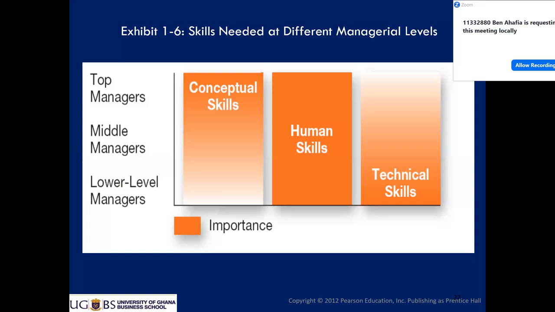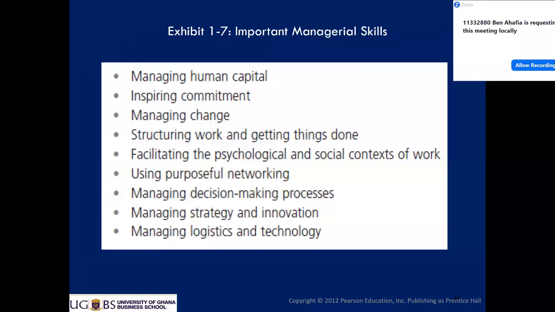At the top level, more of conceptual skills are required. Conceptual skills are more important at the top level because that is where the difficult decisions are taken. So at that level, we require managers who can look at the difficult situation and come up with solutions, the complex nature of the issue, and be able to think through and come up with what? Decisions. Okay, so at different levels of management, there are different skills that are required more, okay, of the managers. Now, Exhibit 1-7 has some managerial skills. Managing human capital, inspiring commitment, managing change, structuring work, and getting things done, up to managing logistics and technology.